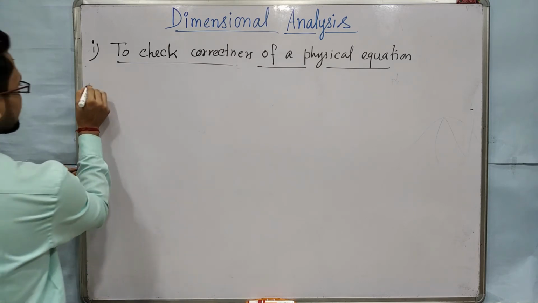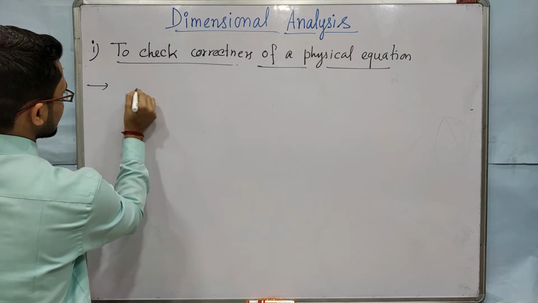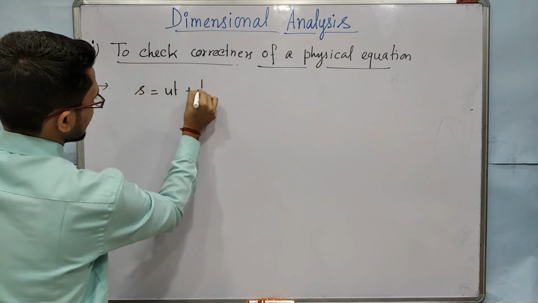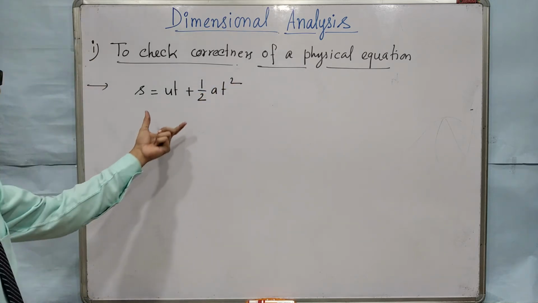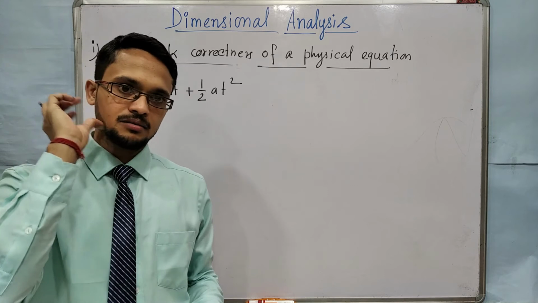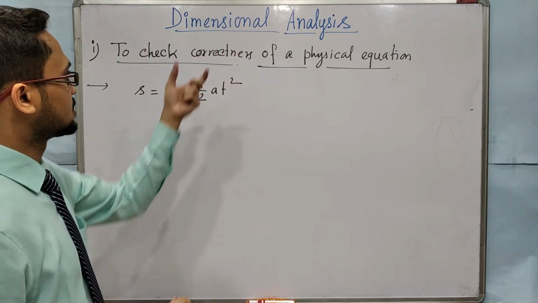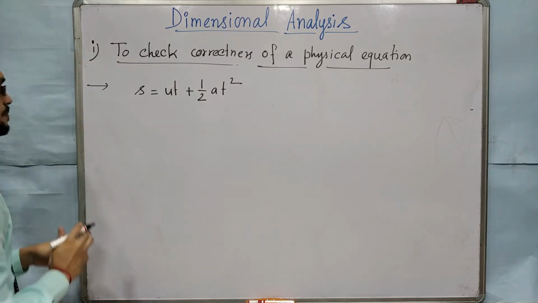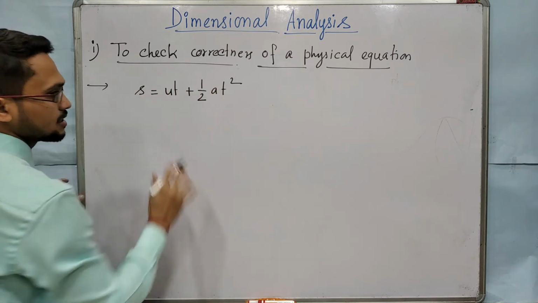Take one example, that is the equation of motion, s equal to ut plus half at square. This equation you all know. You used this equation in class 9 for solving many numericals, but you did not know about this thing when you were solving using this equation. Here we have to check its correctness, whether this equation is correct or not.